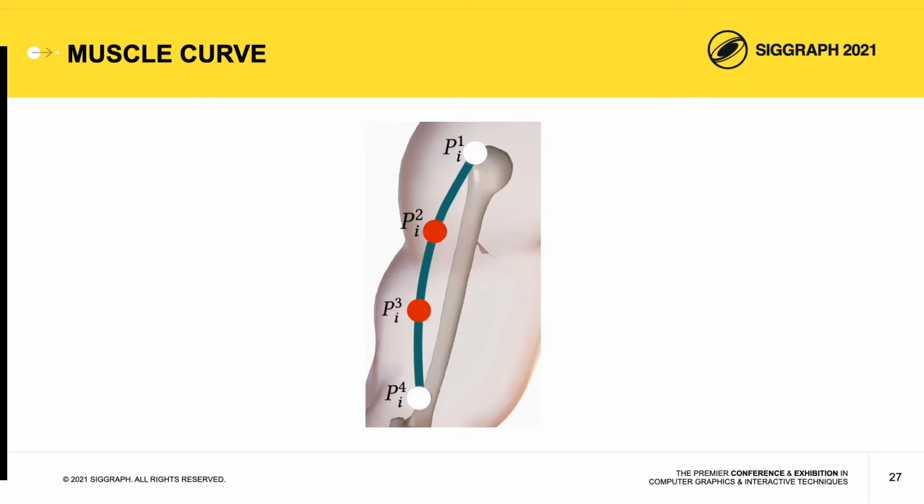Because we want the curves to be easily editable, we fit a Catmull-Rom spline in a least squares manner with 4 control points by default, 1 for each endpoint and 2 along the curve. The user can easily add or remove control points.